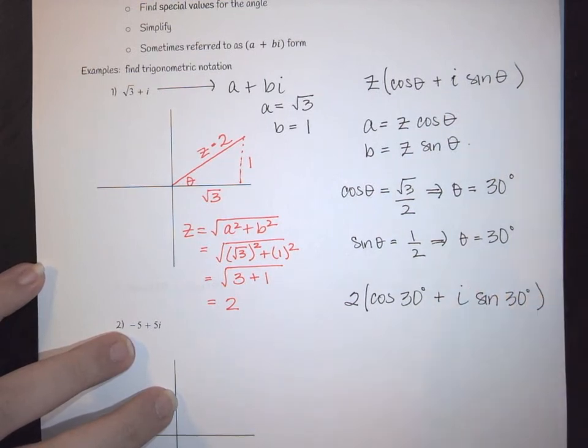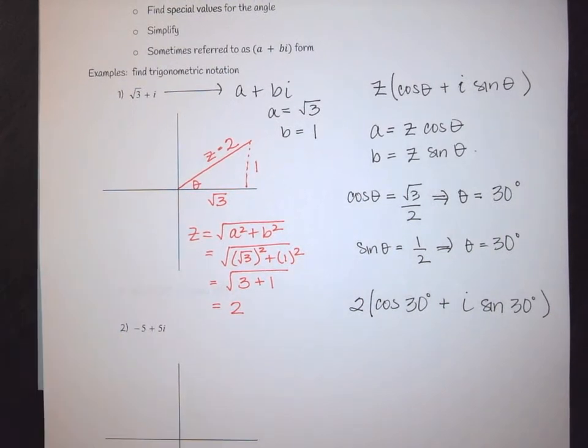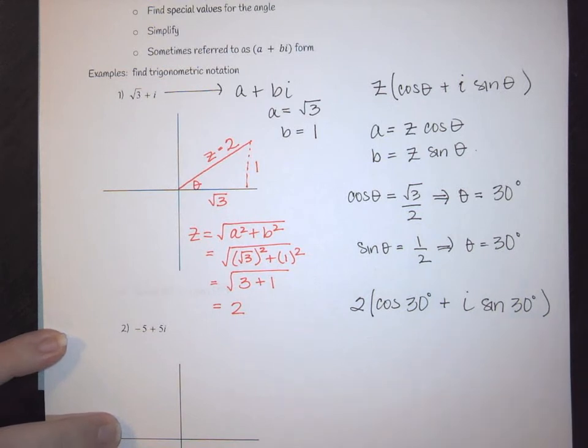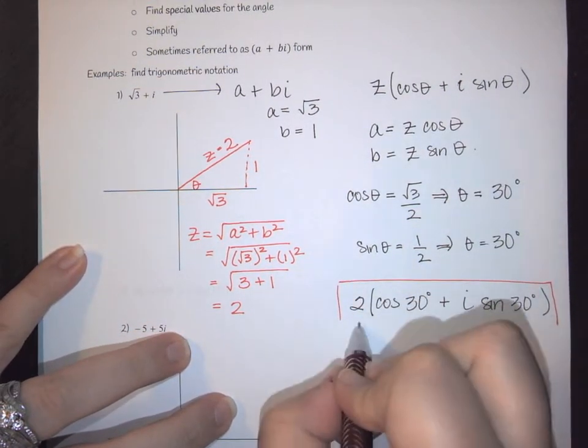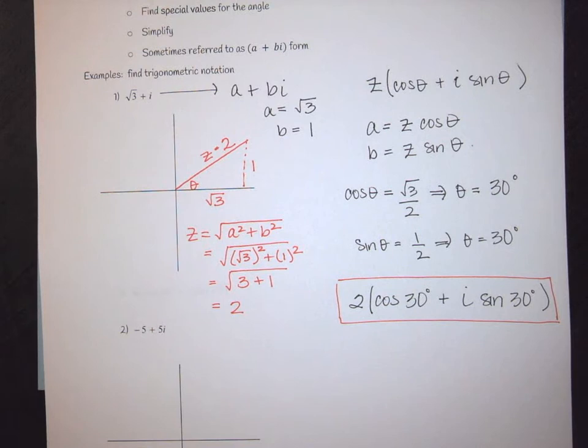And since all I want is the notation, I'm not asking you to simplify or solve. I'm asking for the notation that we use. So therefore, this right here would be the result that we are actually looking for, the trig notation form of the square root of 3 plus i.